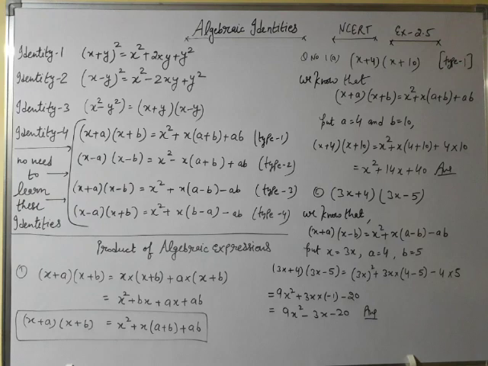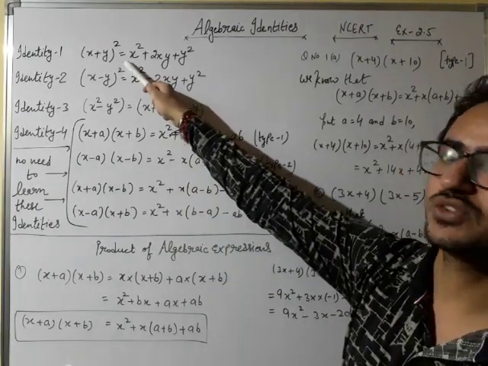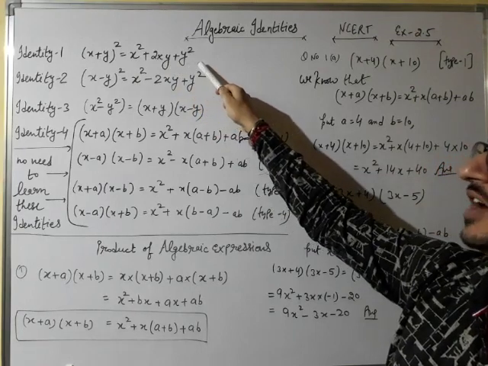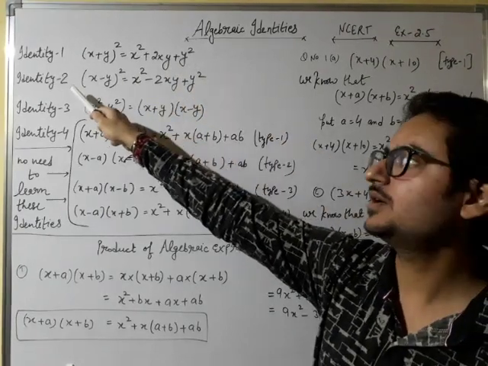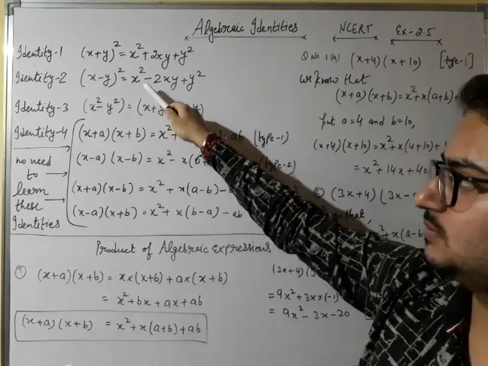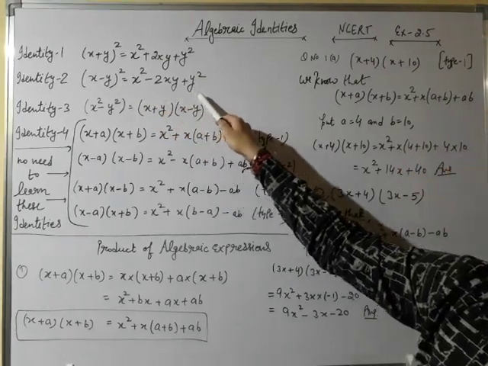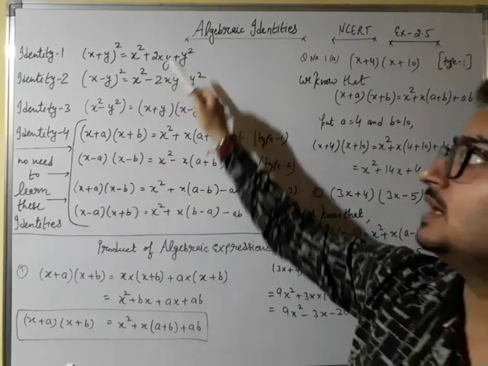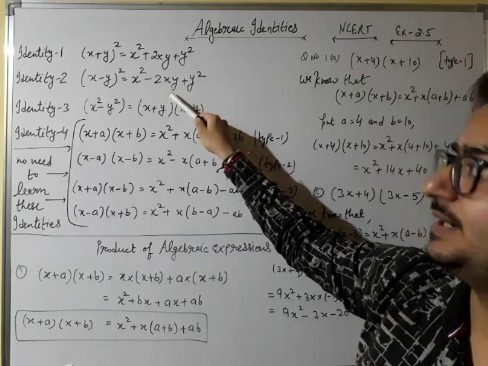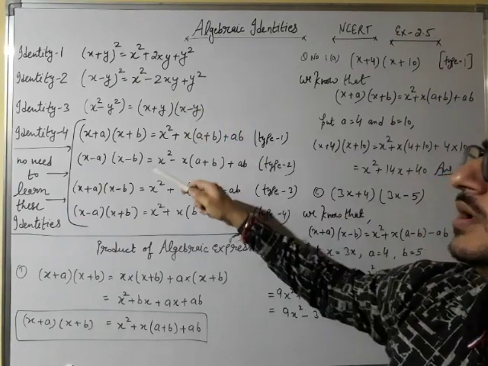So our first identity is (x + y)² equal to x² + 2xy + y². Identity number 2, (x − y)² is equal to x² − 2xy + y². Already you are familiar with these two identities, identity 1 and identity 2.